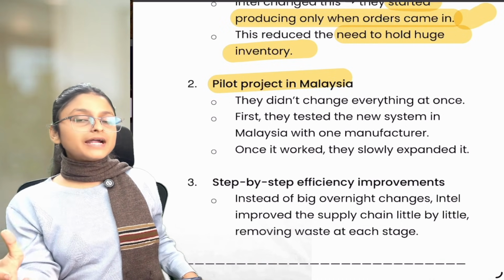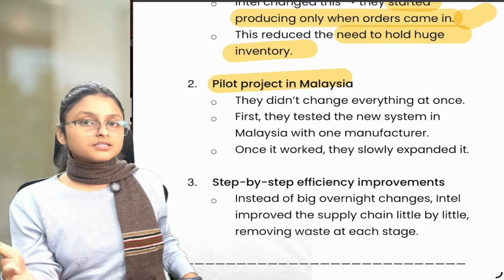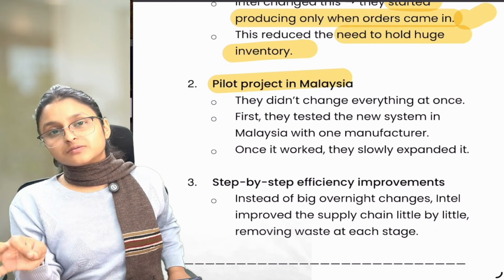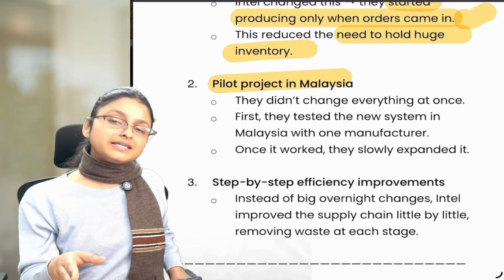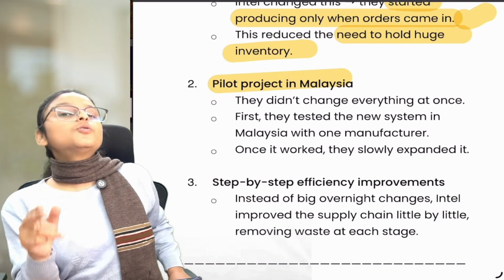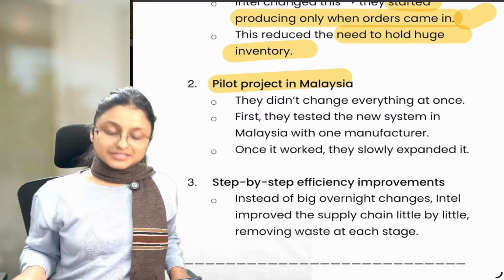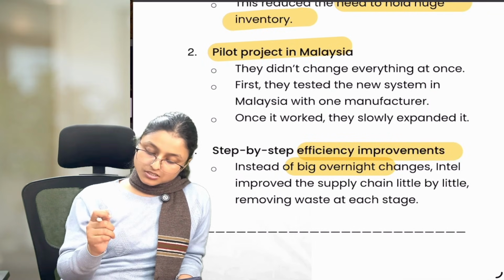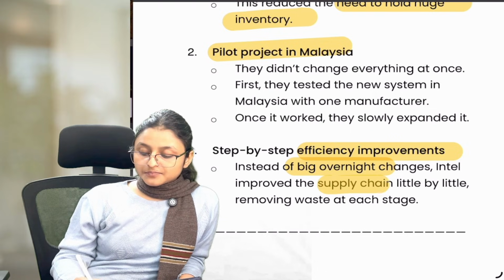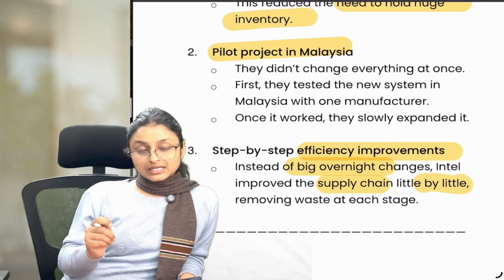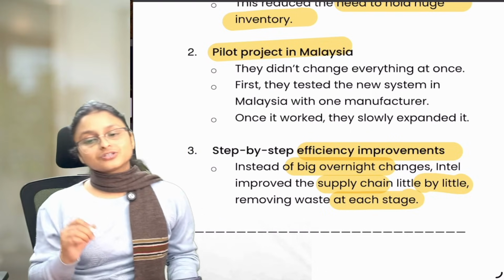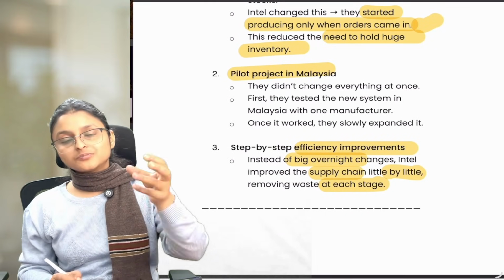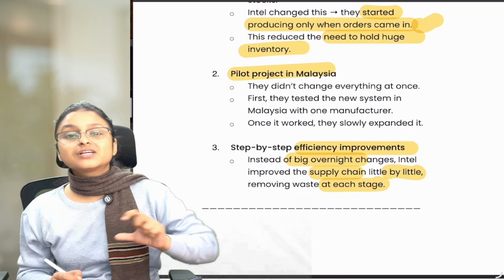And they have not applied this to the whole company altogether. They did this with one manufacturer which was in Malaysia. When it succeeded there, they applied the same to the whole organization. Step by step efficiency improvement. Instead of making big overnight changes, Intel decided that they will improve their supply chain little by little, removing wastages at each stage. And that is how they were able to reduce the supply chain cost and provide the Atom chips at lower cost itself.